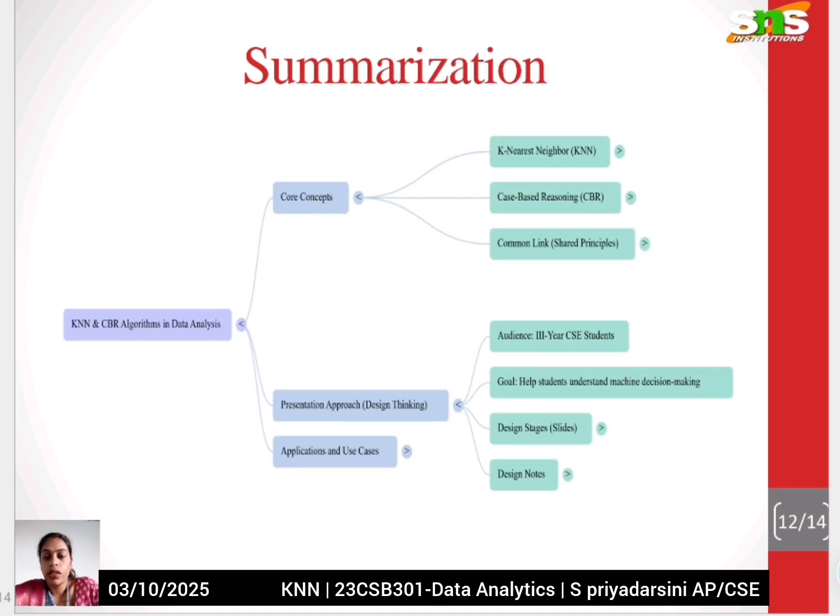Next is the summarization of what we have seen so far. The slide captures the overall idea: both KNN and CBR depend heavily on comparing a new problem with known information. If the data or past cases are similar, the prediction becomes stronger.